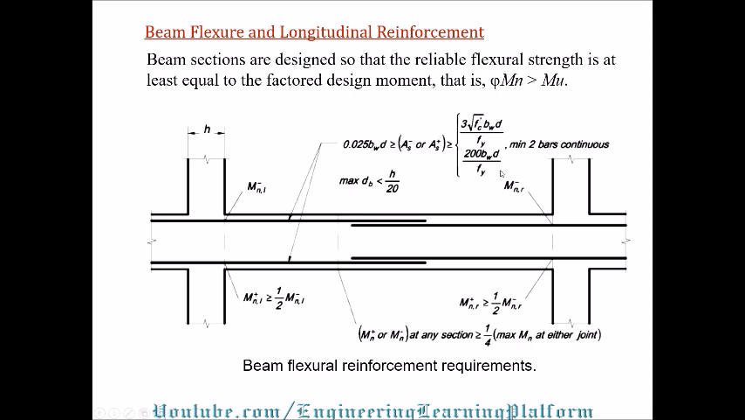The equations for ACI are shown on the screen for controlling the area of steel and the minimum requirements. We have to design any section for positive reinforcement greater than or equal to half of the maximum negative reinforcement at the face of supports, and similarly at any section the positive or negative moment strength should be greater than a quarter of Mn at either joint.